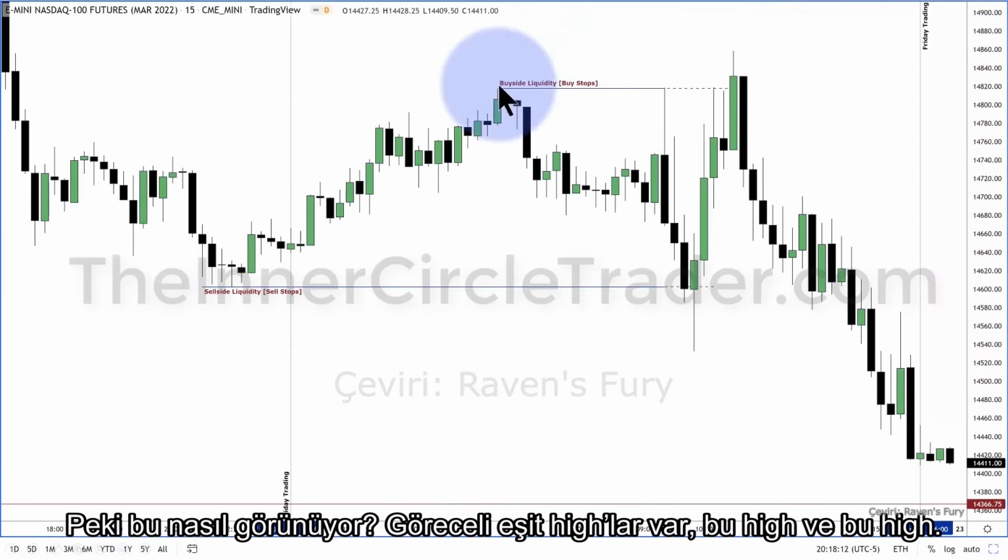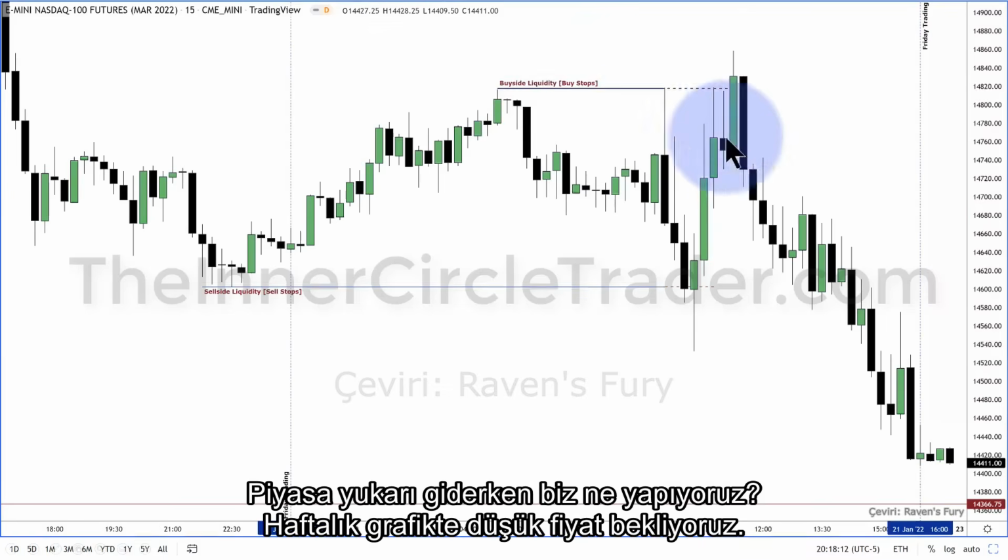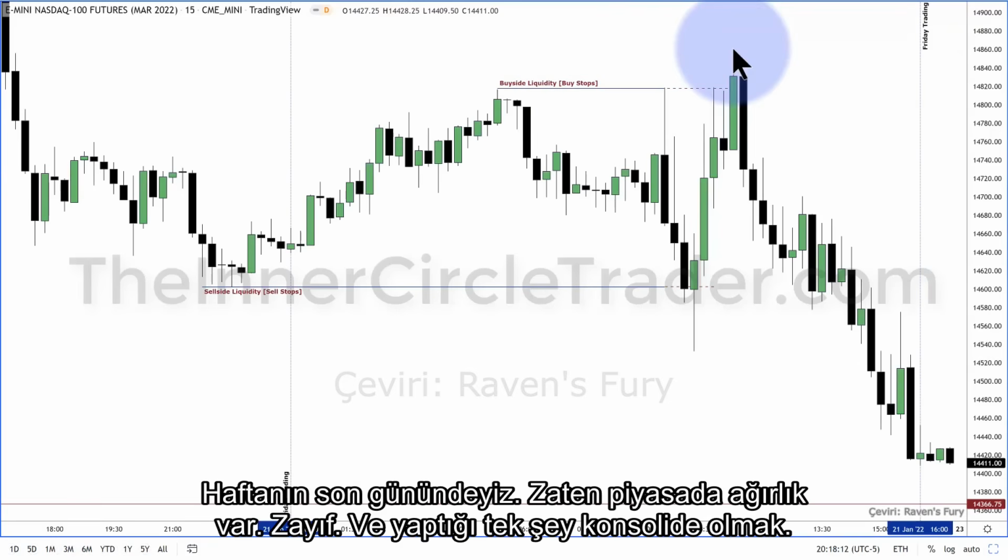You have relative equal highs, this high and this high. The market goes up when we're what? We're expecting lower prices on that weekly chart. We're on the last day of the week. It's already been heavy. It's weak. And the only thing it's been doing is consolidate.